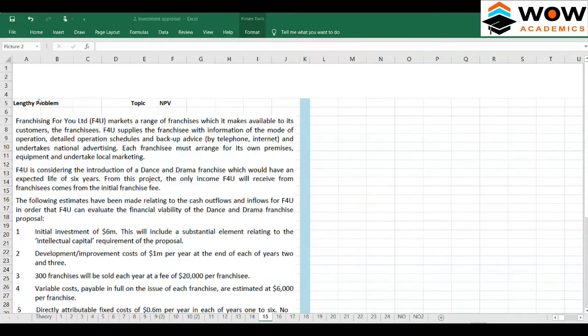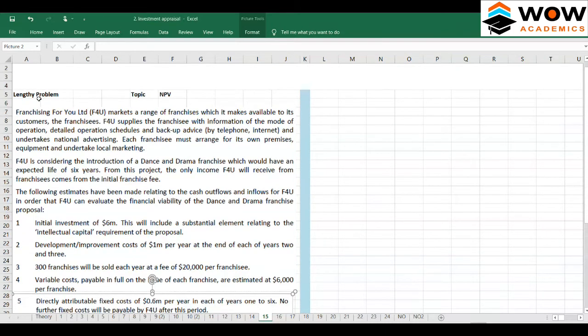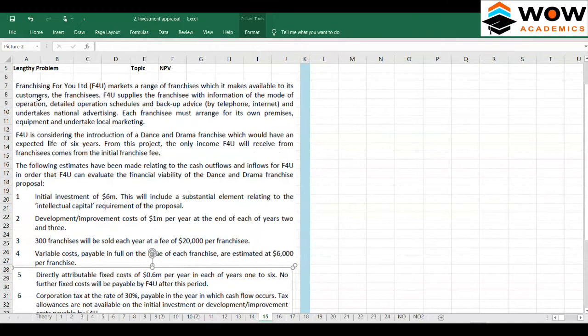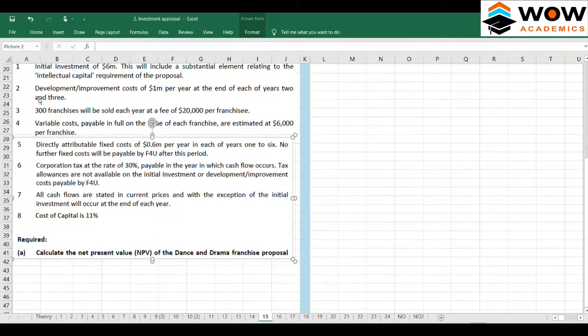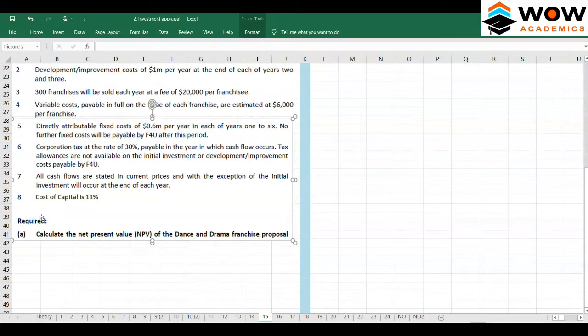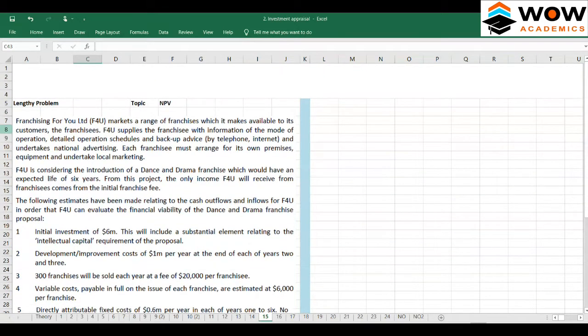So we'll start from a set of lengthy problems here. This one is an NPV problem. First we'll start from the required. The required is to calculate the net present value of the dance and drama franchisee proposal. So we'll start from here.